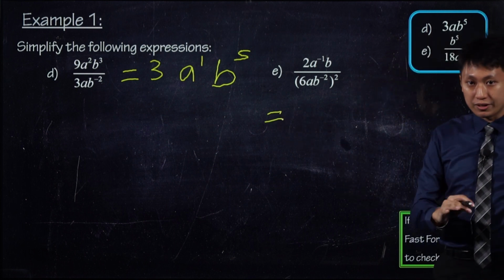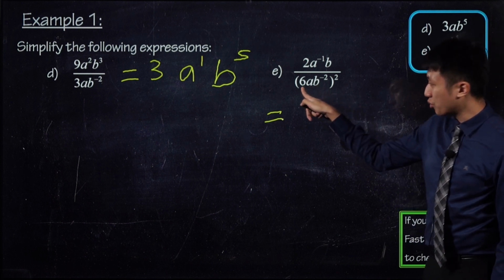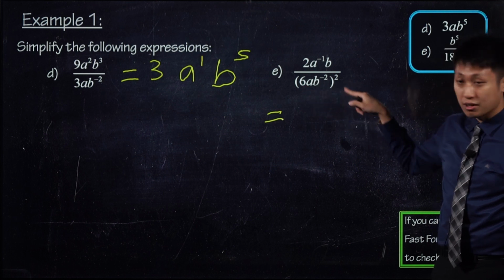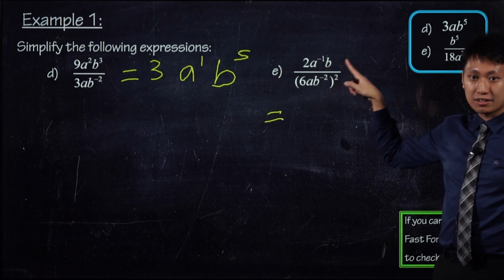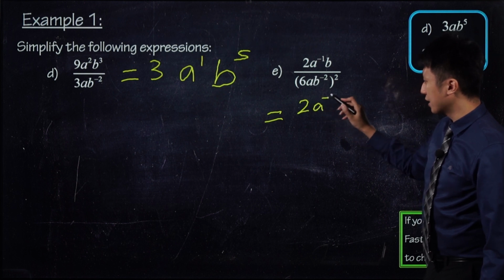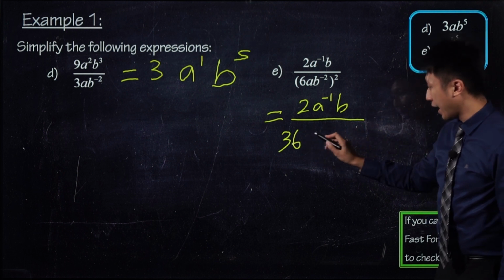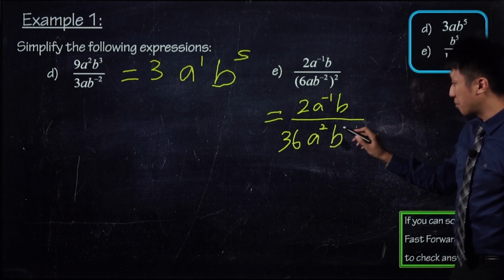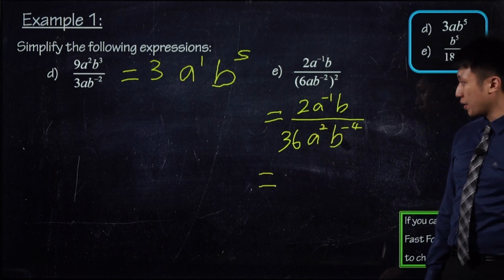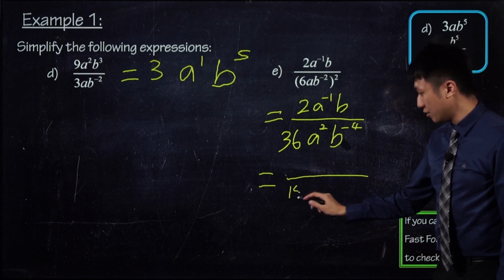Okay, if you are not comfortable, I do it slow. The bottom, I will square it first before I do anything. Do you have to square this 6? Yes, you have to. It's like x, y, z, the whole thing power 2. You have to square x, square y, and square z individually. Okay, I copy the top part, 2a to the power minus 1, b, then the bottom will be 36, then a squared and b to the power minus 4. I do it separately. So 2 and 36, I cancel off, becomes 18 below. So I write 18 below.